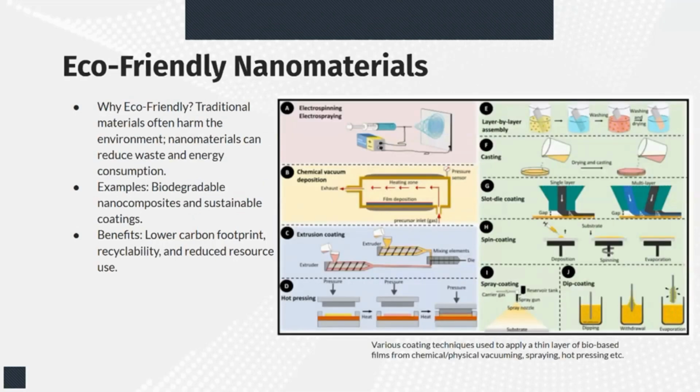Finally, how it affects eco-friendly nanomaterials. Why eco-friendly? Well, traditionally, materials often harm the environment, while nanomaterials can reduce waste and energy consumption. Some examples are biodegradable nanocomposites and sustainable coatings. If you take a look at the picture on the right-hand side, you can see all the different types of coating techniques that are used to apply a thin layer of bio-based films: chemical, physical vacuuming, spraying, and hot pressing. Those are just different types of coating techniques. The benefits of this are a lower carbon footprint, recyclability, and reduced resource use.